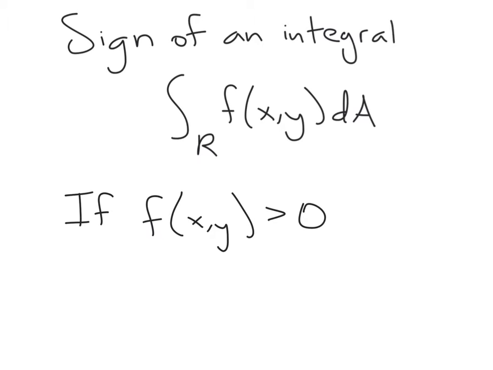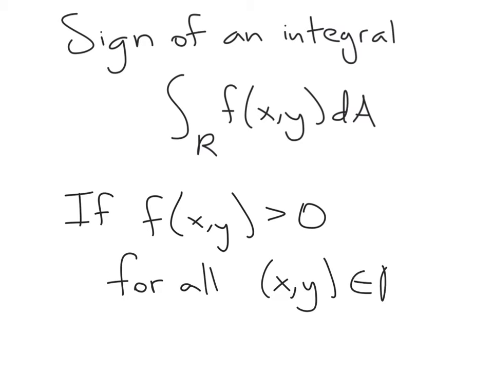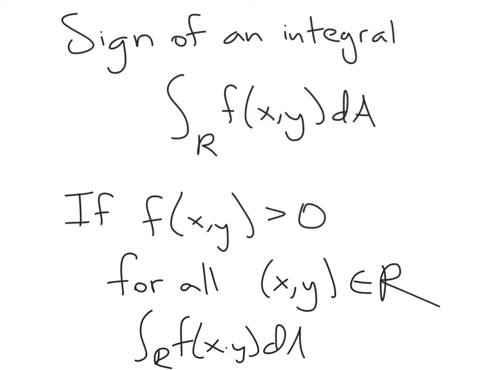If the function is greater than 0 for all points x, y in the region R over which we're computing the integral, then we're integrating a positive number being multiplied by little infinitesimal positive areas, and when we add them all up, we get a positive integral. So the integral over R of f of x comma y dA is greater than 0.